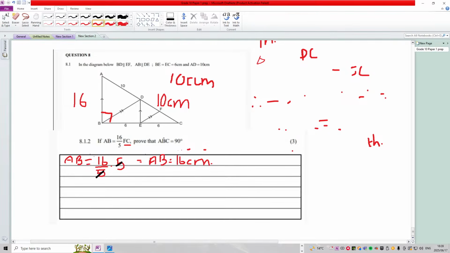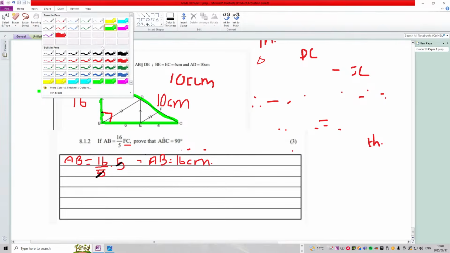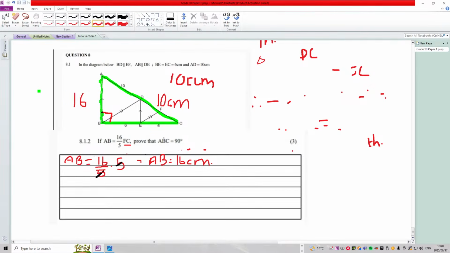So I have AB, which is 16 centimeter over here. And I have this big triangle. Let me just highlight this triangle in green. I'm looking at the big triangle. For me to prove that this angle here is 90 degrees, I'm going to apply Pythagoras. And if the Pythagoras works, I can conclude that this is indeed 90 degrees.